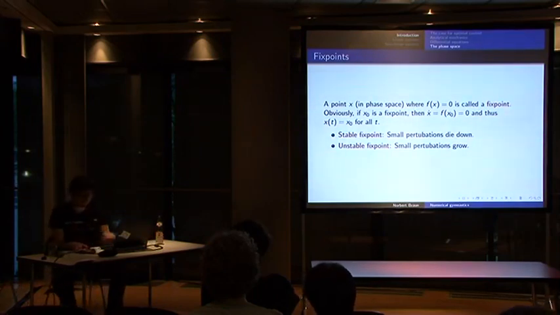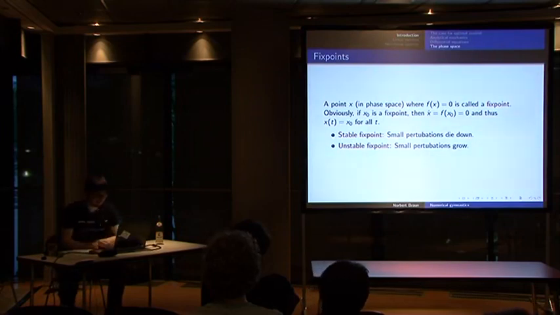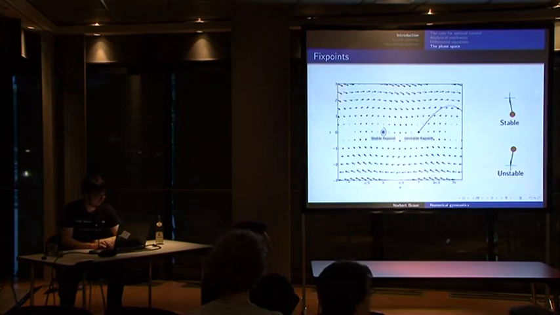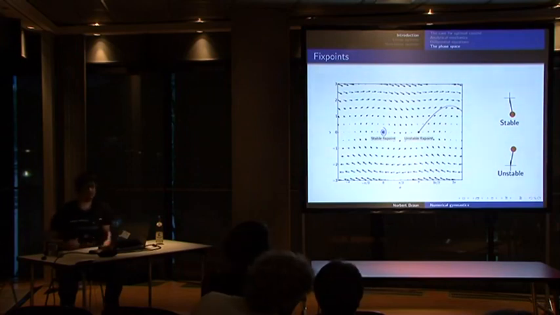So there are two important cases of fixed points. One, the stable fixed point, where small perturbations die down, or we have unstable fixed points where small perturbations grow. This is again shown in this slide. Exactly. So the stable fixed point obviously corresponds to the pendulum hanging down.